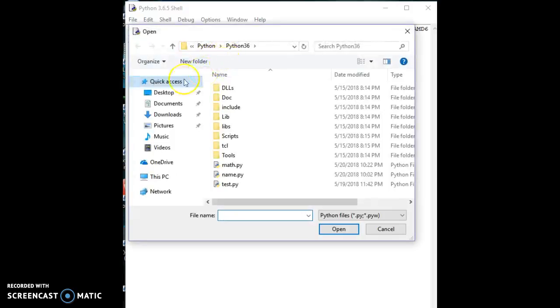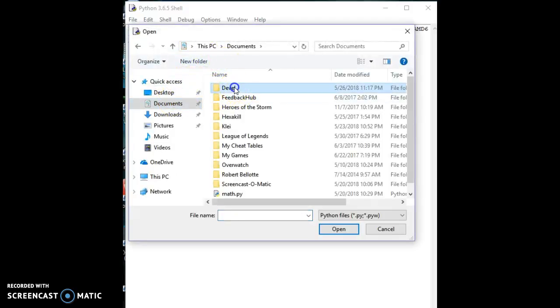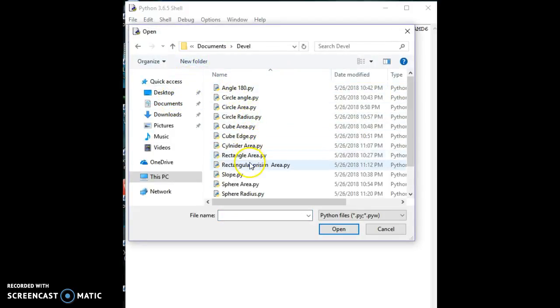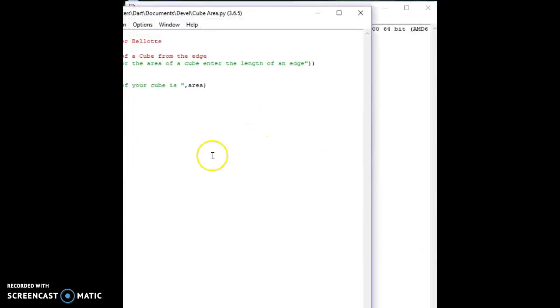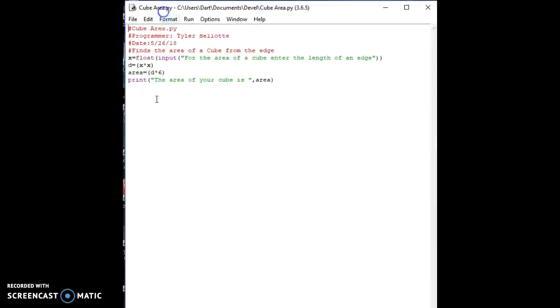We will open Documents, Devil. Where is it? Cube area. Oh, here we go. For our first line of code, we added in the input for the edge of the cube. And since a cube's sides are all the same, we only needed one input.